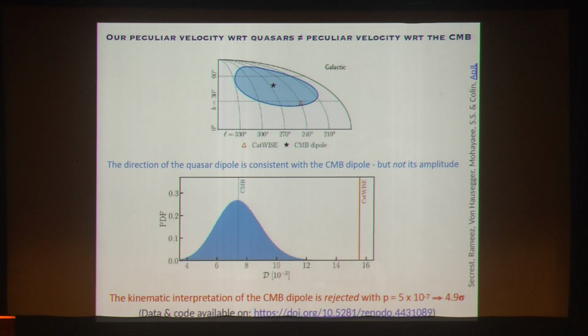This is a gross violation of the cosmological principle and of the standard model of cosmology, which assumes that the rest frame in which matter is isotropic is the same as the rest frame in which the CMB is isotropic. And this gap is telling you that they are not the same.